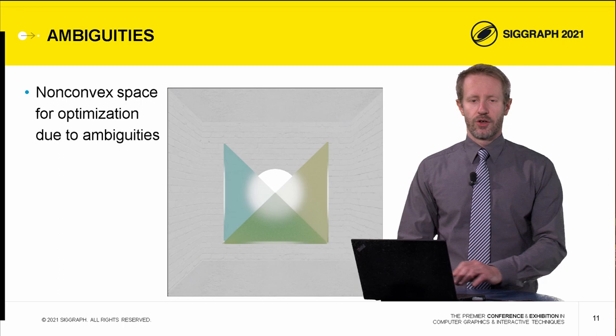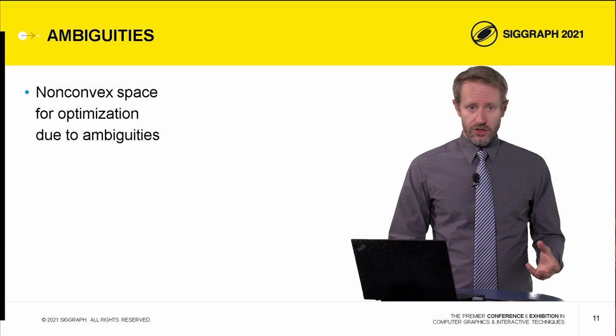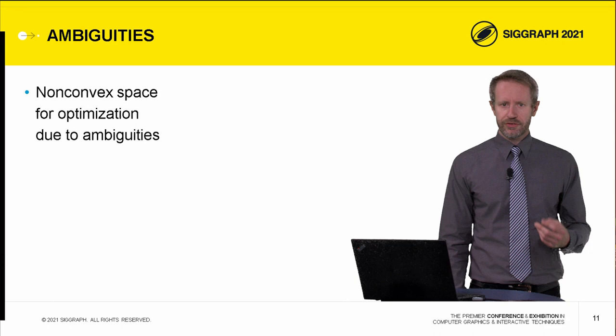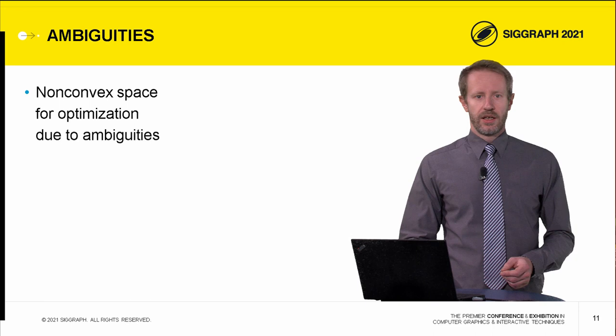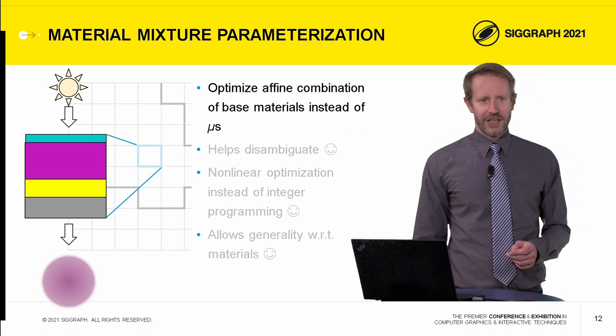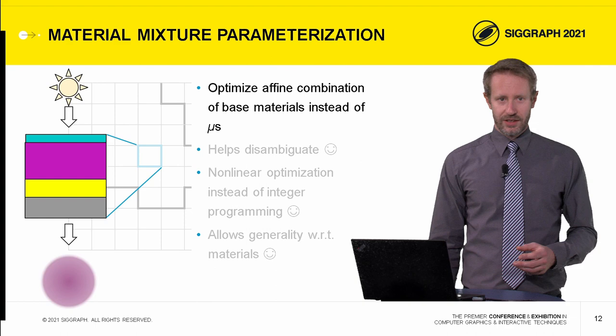For the optimization, these ambiguities create a highly non-convex solution space that is very difficult for the optimizer to navigate using gradient-based optimization. So what do we do about it? Well, it turns out that the volume parameterization we use to get the half-toning out of the optimization loop also helps navigating in this space. So let's look at it a little bit closer.